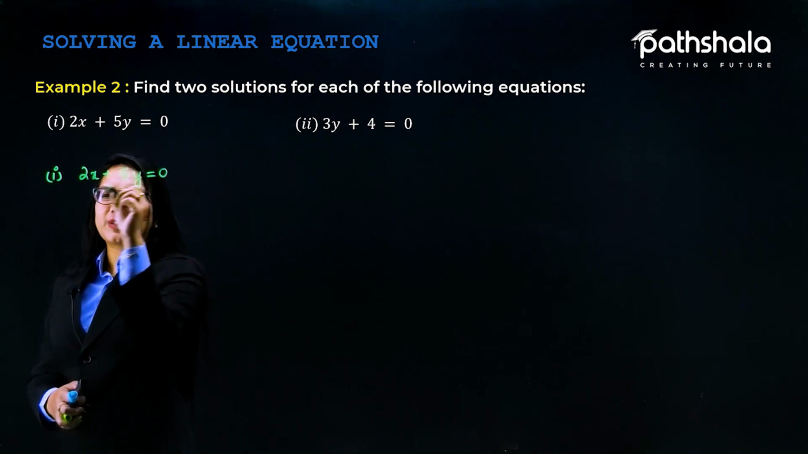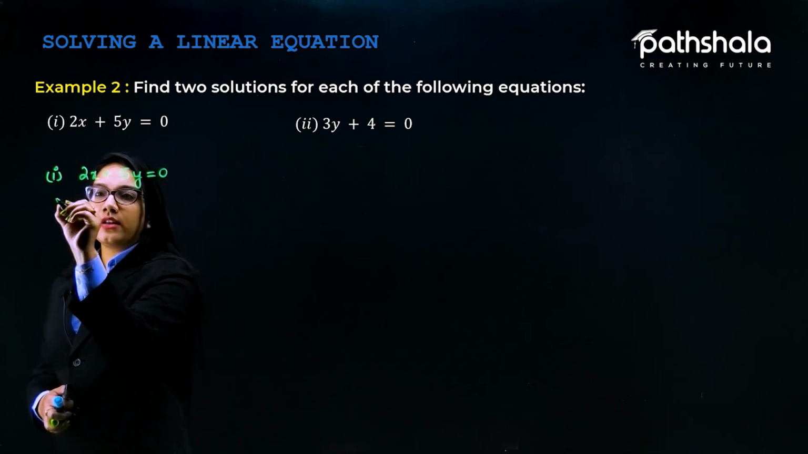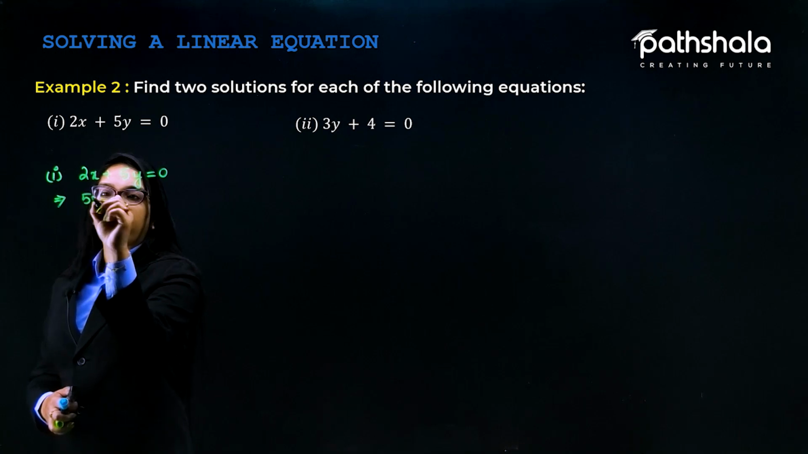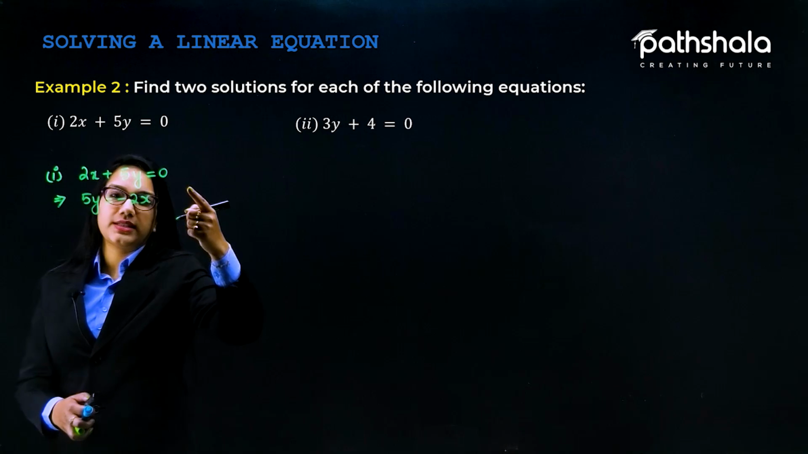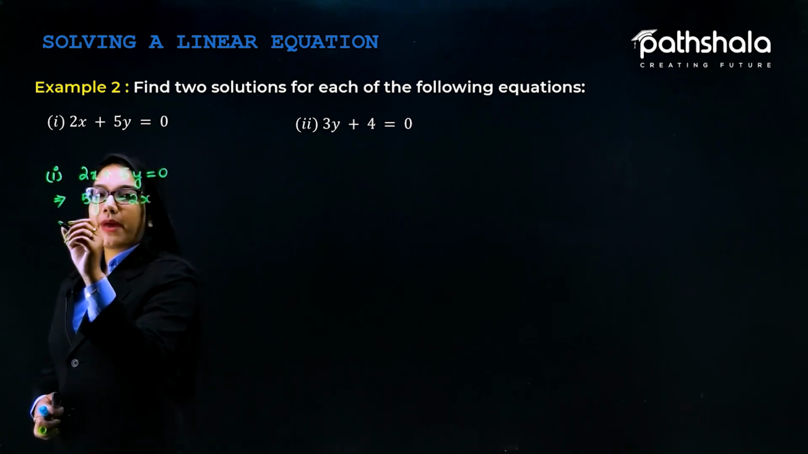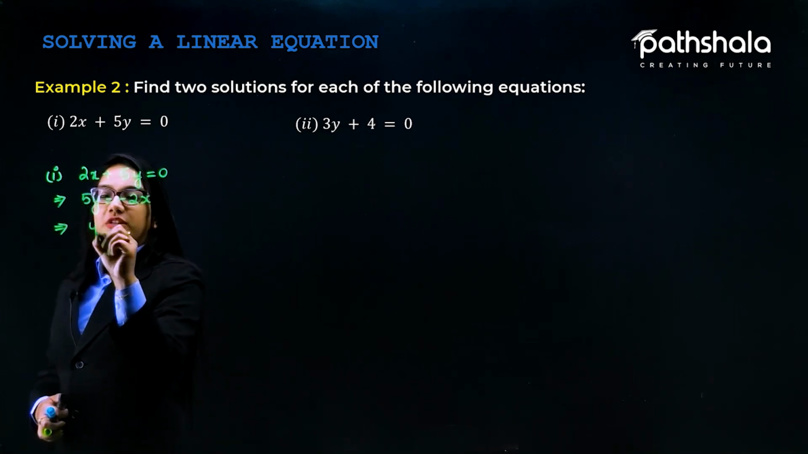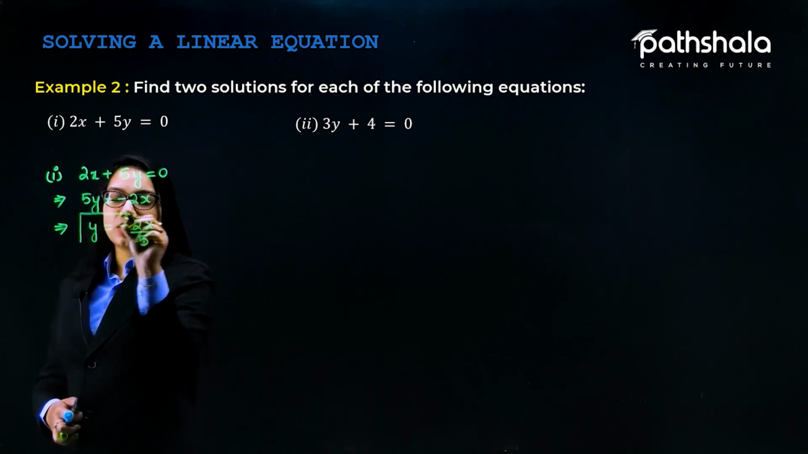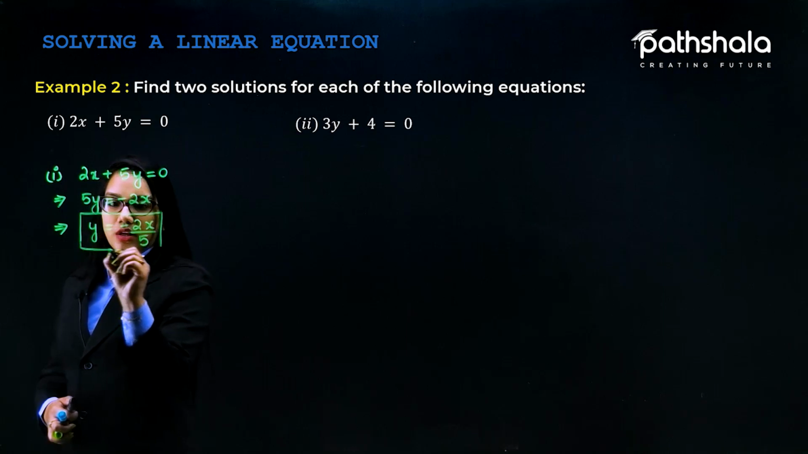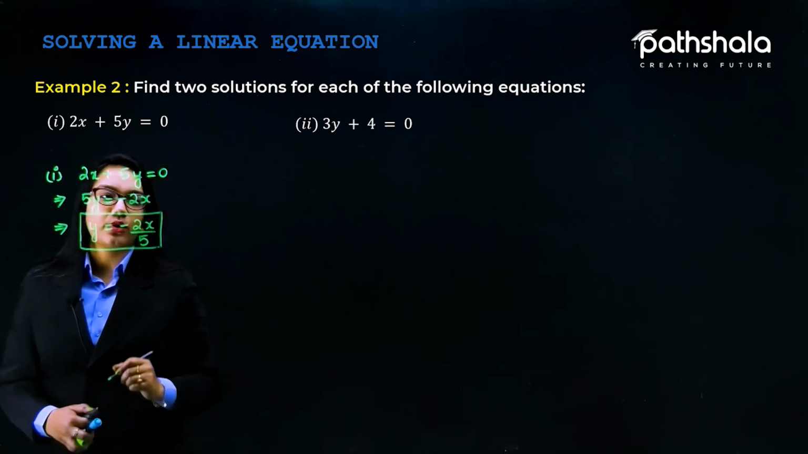Let us suppose I'm expressing it in terms of y, so we can write 5y is equal to minus 2x after transposing 2x to the other side. So 5y is equal to minus 2x, and again we can express it as y is equal to minus 2x by 5. This is the equation which will help us find the solution.